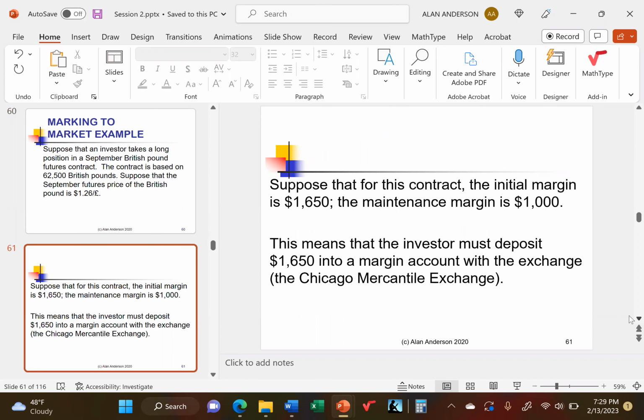Now, let's say the initial margin is $16.50, which is a very small percentage of the total. Let me just figure that out.